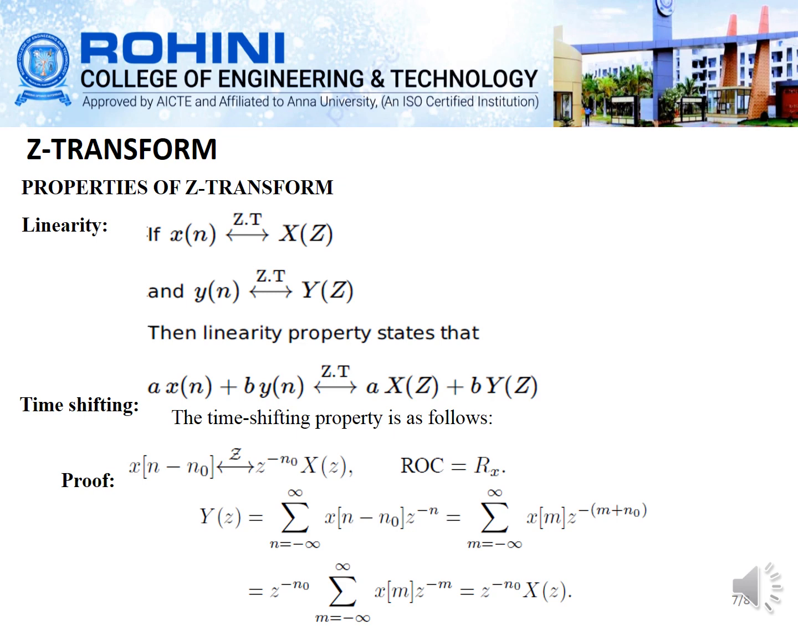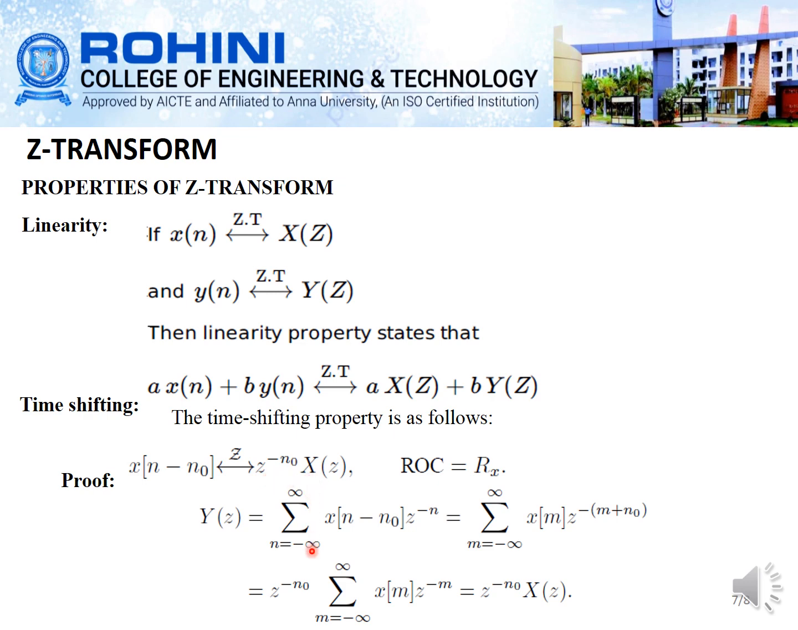And we can see some of the properties of the Z transform. First one is linearity. The linearity property states that if the Z transform of x of n is X of z and of y of n is Y of z, then a into x of n plus b into y of n has the transform a into X of z plus b into Y of z. And next one is time shifting. If x of n has the transform X of z, then x of n minus n naught has the transform z power minus n naught into X of z.